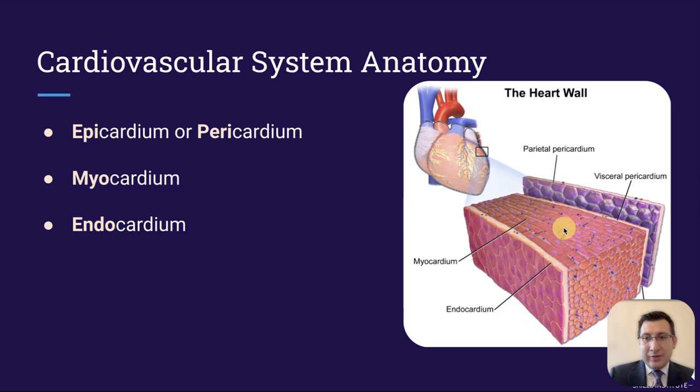And then we have a pericardium or epicardium. The pericardium has two layers itself. It has a visceral pericardium, which is attached to the myocardium, and we have a parietal pericardium. Parietal means it's on the periphery, it's outside. That parietal pericardium, which is the outside layer of the pericardium, is the outermost layer of the heart.